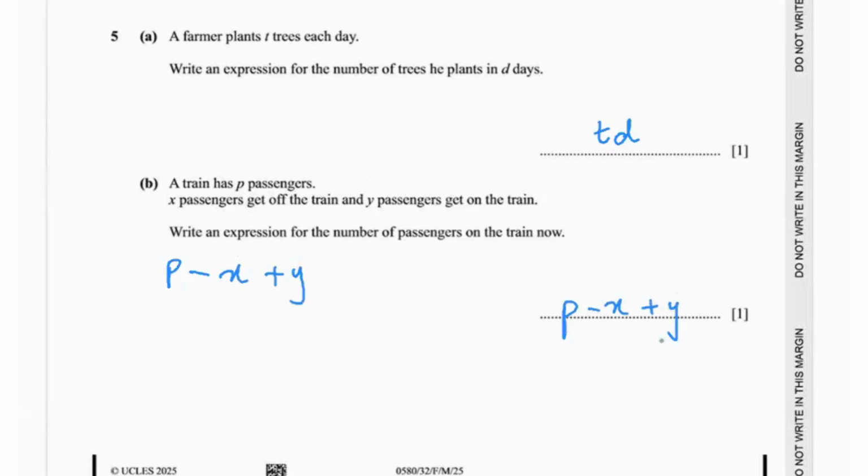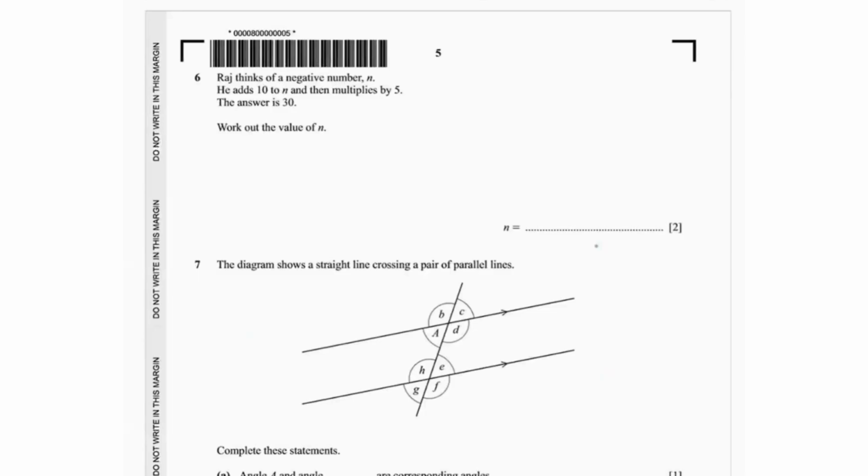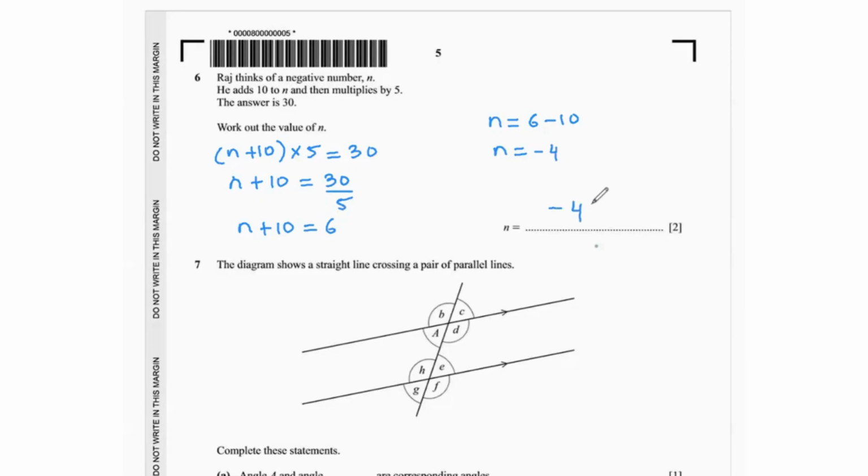Question 6 says Raj thinks of a negative number n. He adds 10 to n and then multiplies by 5. The answer is 30. Work out the value of n. So he adds 10 to n and then times it by 5 to get 30. So first we can divide the 30 by 5. So n plus 10 equals 30 divided by 5, which is 6. So n is going to be 6 minus 10, and that's negative 4. That's your value of n.